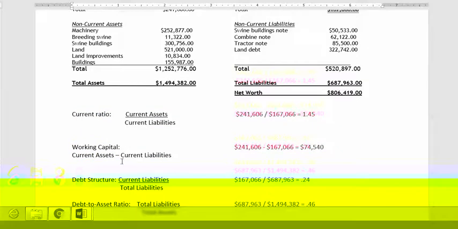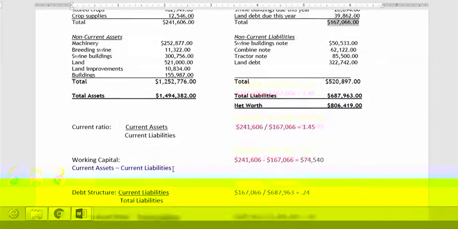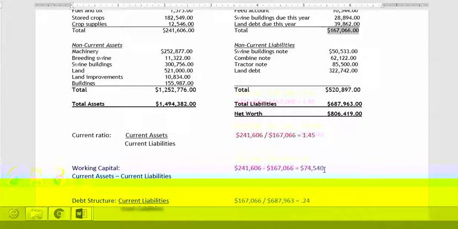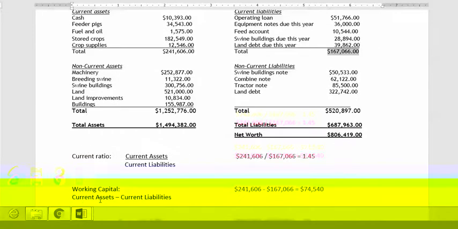Working capital, current assets minus current liabilities. In other words, how much of his or her own money is at work right now invested in current assets. So again, we take the current asset minus current liability. In this case, we have $74,540.